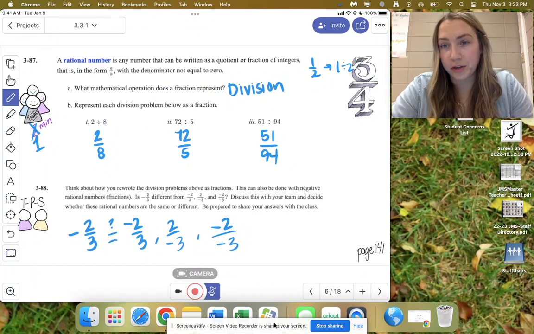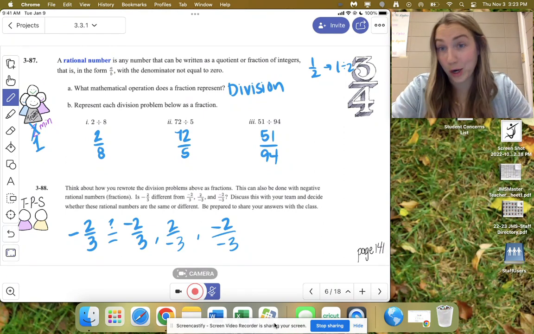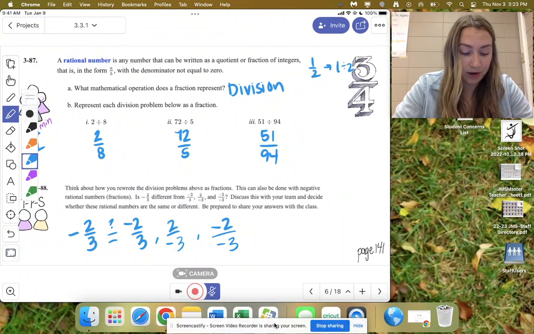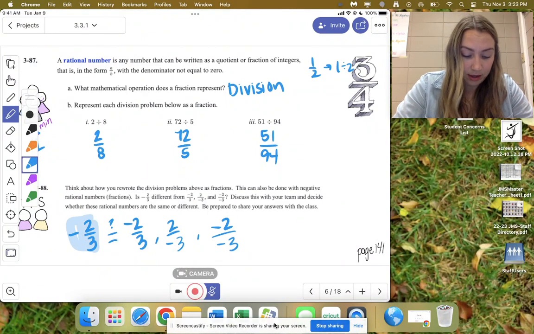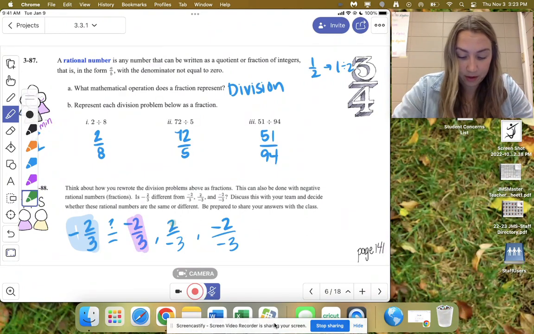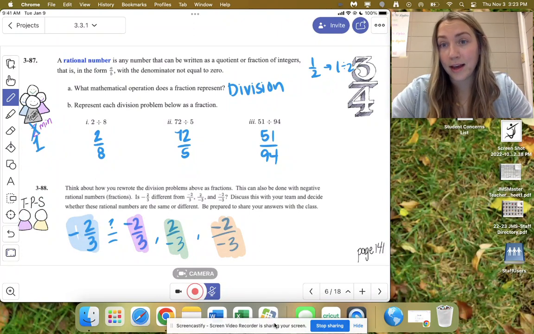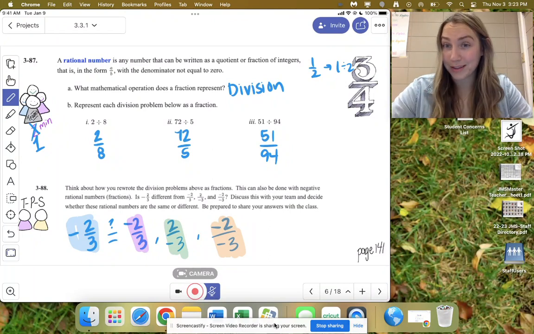And then you're going to talk with your team and you're going to decide yes, no, or I don't know. And you need to do it for all three. Okay, so we're asking, is this fraction right here equal to this one, and this one? So think to yourself for 30 seconds and then talk to your team for a minute to make sure everybody has the same answer. So pause the video.